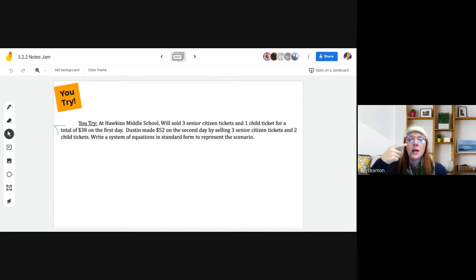So write down your variables, then write down everything you know about each of those different equations, and then turn it into a final equation. So just write down those 3 steps.